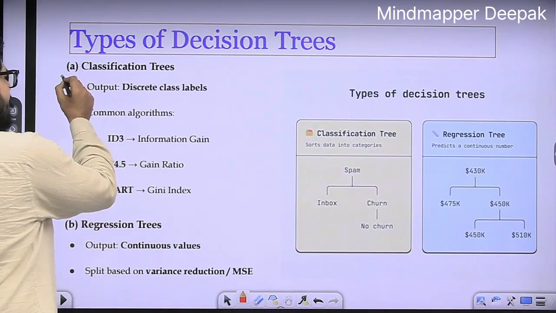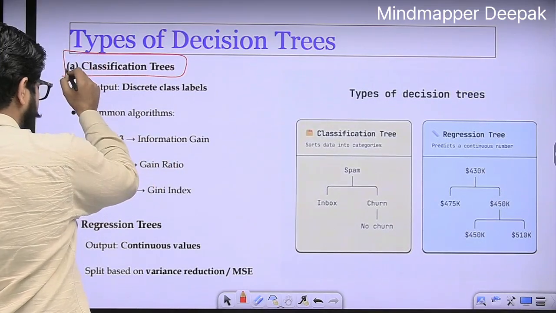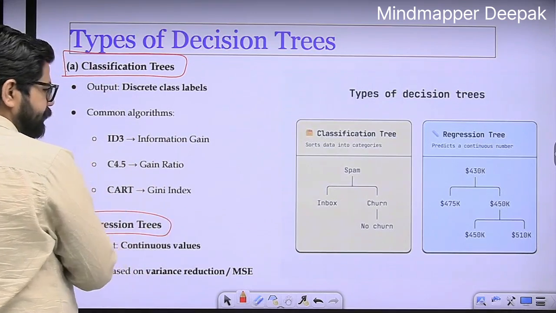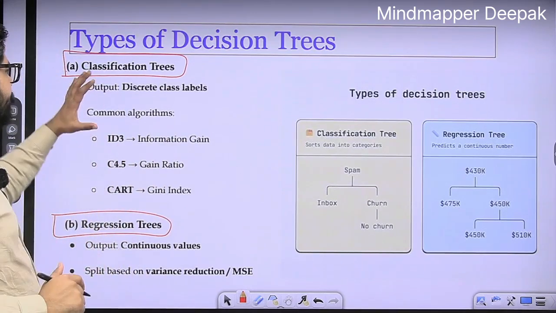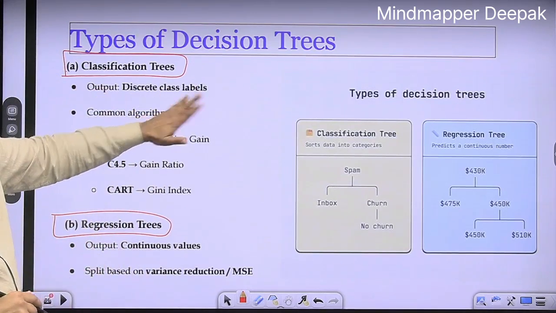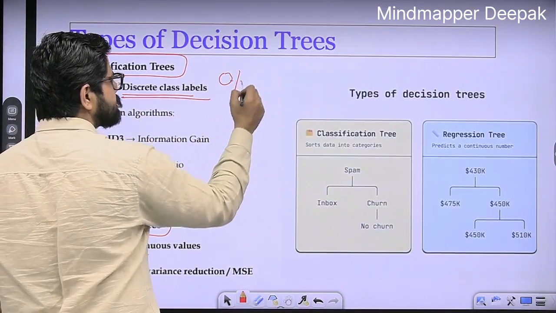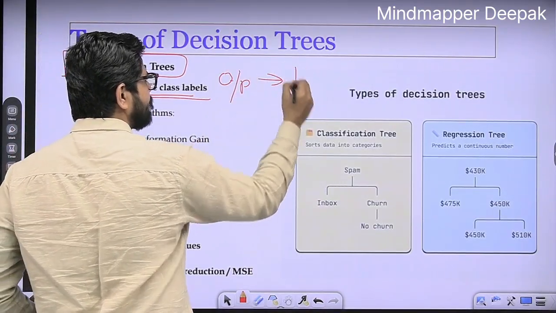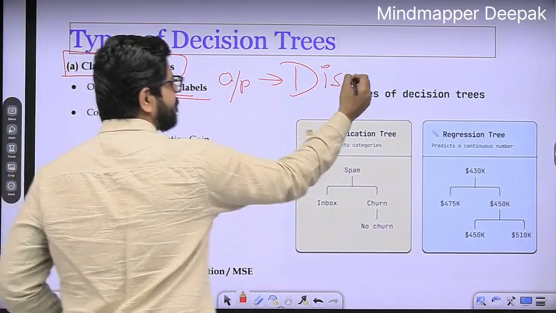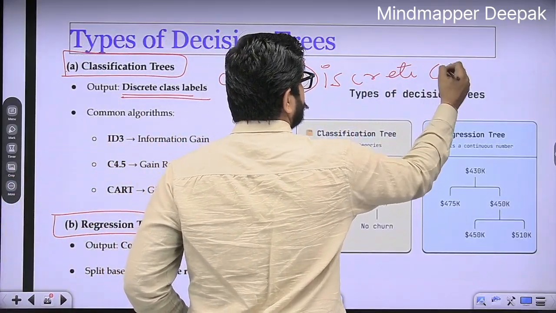So the first type is the classification tree, and the second we can say is the regression tree. So the classification tree output is discrete class labels. For the classification tree, what are the outputs? Have to keep in mind that we have the discrete class. Keep that in mind, students.